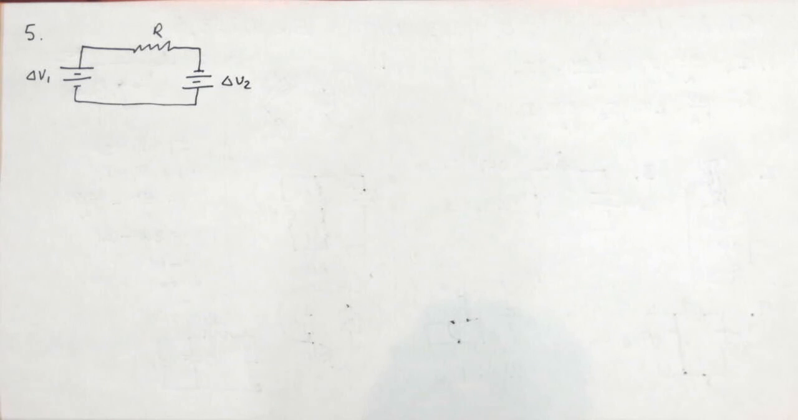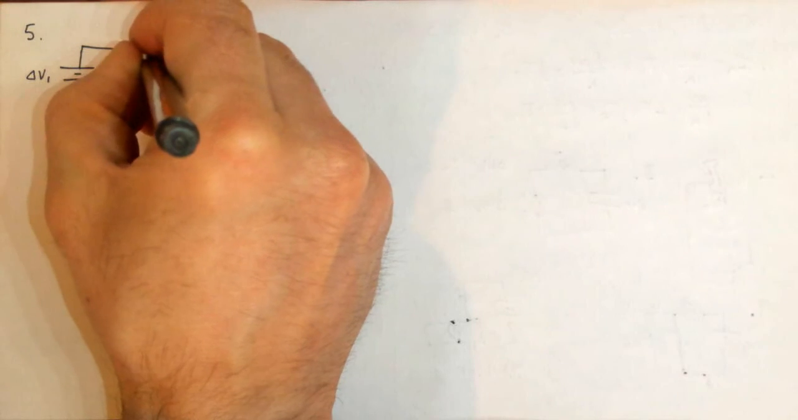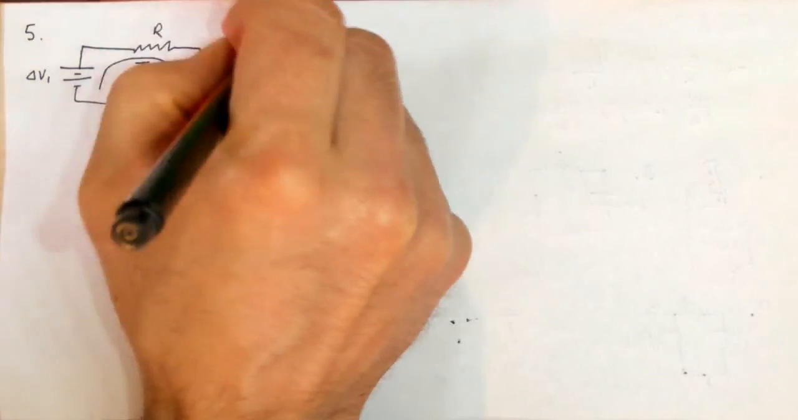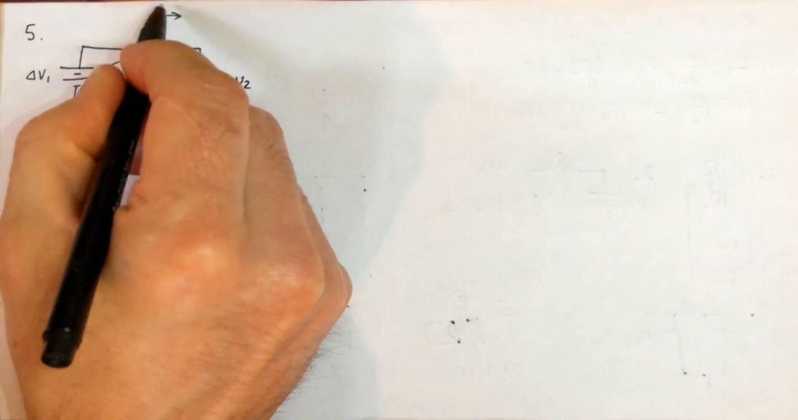Which is the same thing as saying how much current is flowing through the loop. Because it's one loop, there's no other paths for the current to take. So whatever goes through the resistor must go through each of the batteries. Okay, so I'm going to choose a direction. I'm going to choose the current to be flowing that way. So across this resistor, current flows that way.